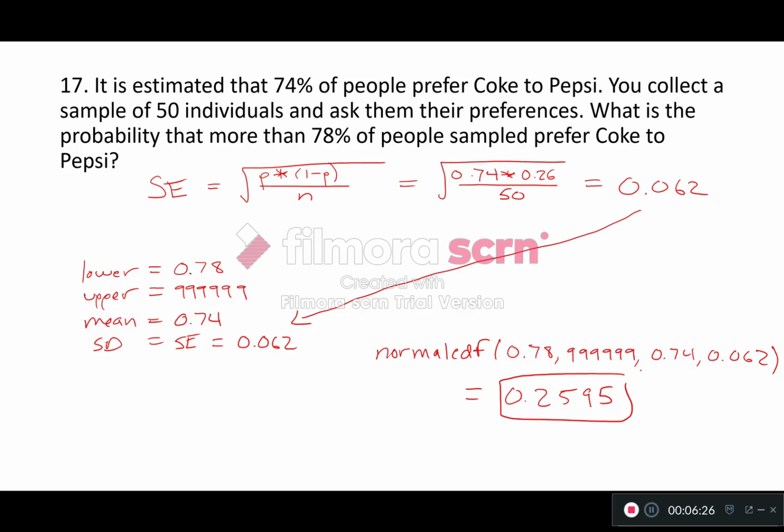because the rest of it is just plugging it into our normal CDF to calculate on the normal distribution what our probability would be. So we put in our lower bound, upper bound, mean, and our standard deviation or standard error here, and get our probability on that normal distribution of about a 26% chance.